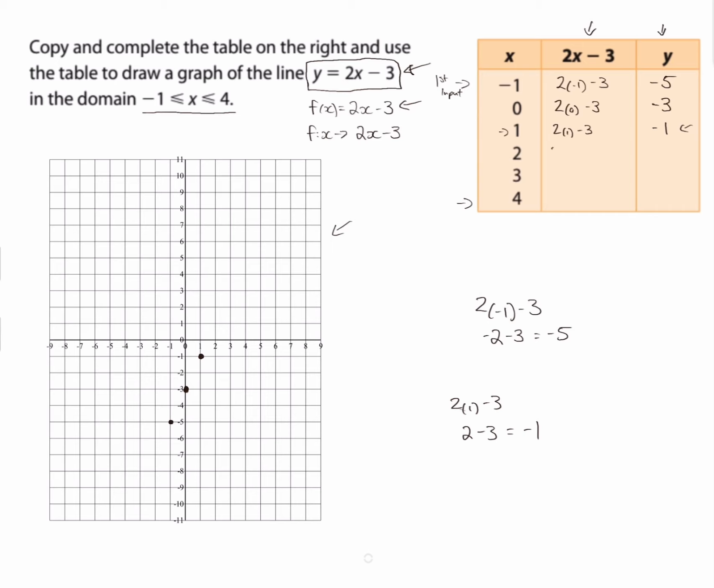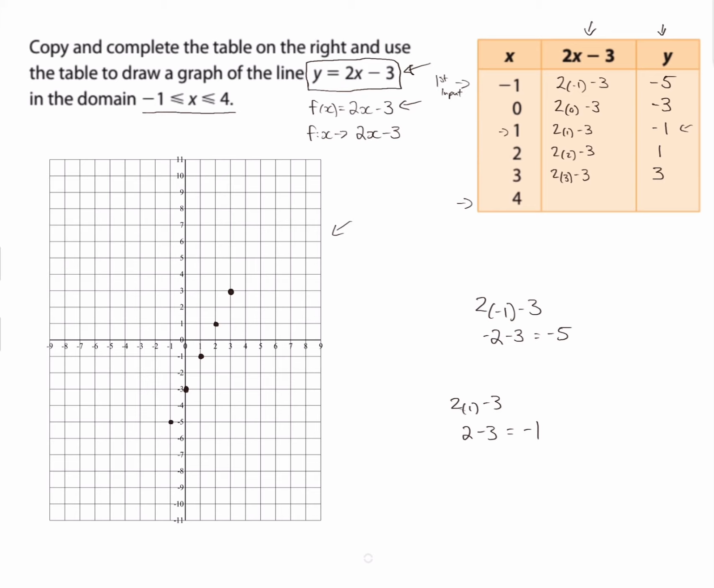Next, we substitute in 2 for x. 2 times 2 is 4. 4 minus 3 is 1. So 2 and 1. So I'll go out to 2 and up to 1. Now I have 3. So 2 times 3 minus 3. 2 times 3 is 6. 6 minus 3 is 3. So our pair is (3, 3). So go out to 3 and we go up to 3.